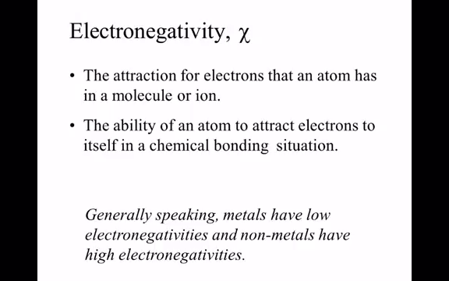So electronegativity, when I say chi, I mean electronegativity. When I do the little x, that's electronegativity. It means an atom's ability to attract electrons to itself when it's bonded to another atom. So again, we need to remember our JAG. In general, metals have low electronegativities, and nonmetals, which are definitely the minority, have high electronegativities.